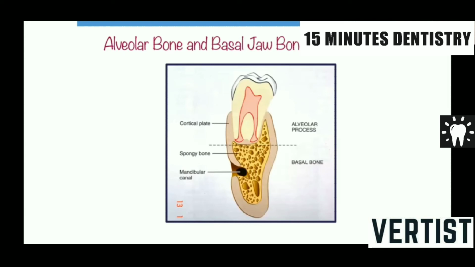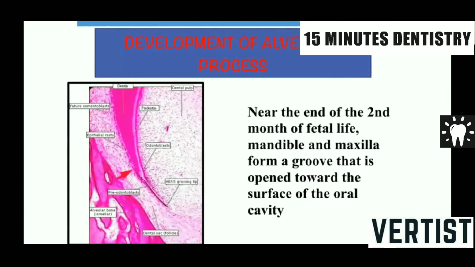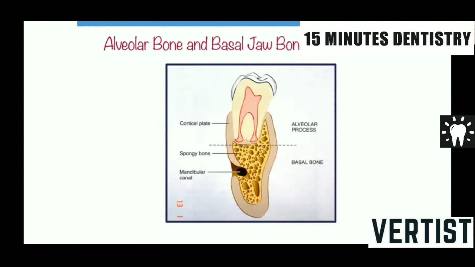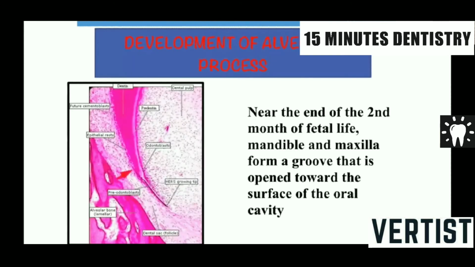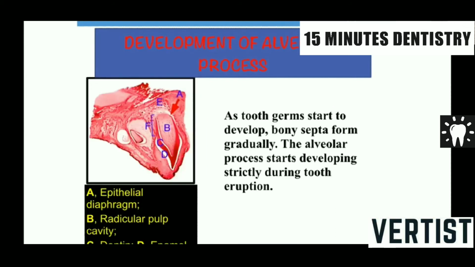With that, we come to the alveolar bone. Now, what is alveolar bone? It is that part of the bone in which the tooth is basically housed. So, the alveolar processes basically develop near the end of the second month of fetal life. The mandible and maxilla form a groove that is open toward the surface of the oral cavity. As the tooth germ starts to develop, the bony septa form gradually, and the alveolar processes will only start developing strictly after the eruption of the tooth.